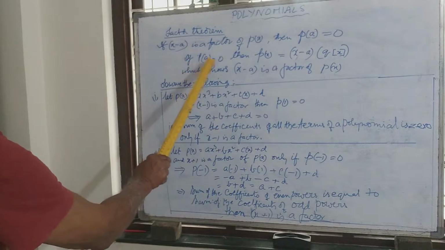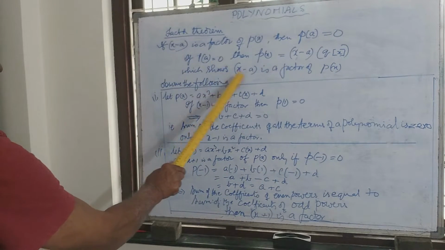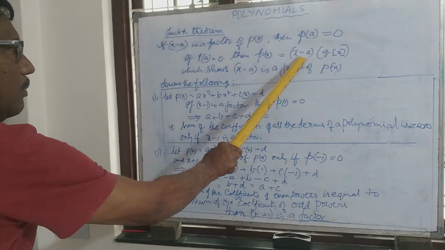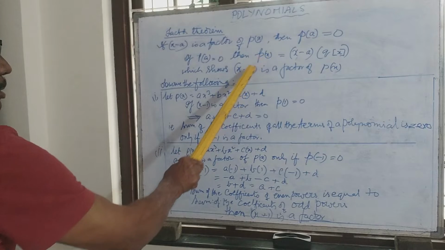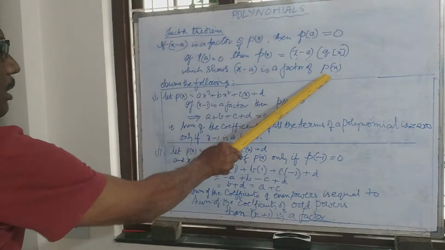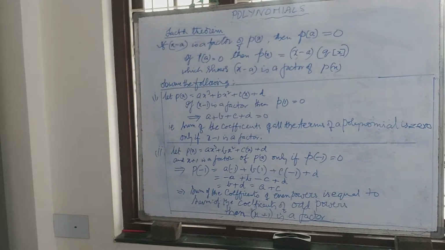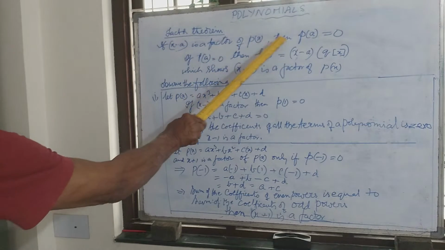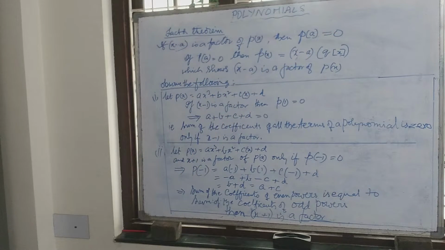Understand? If p(a) is equal to 0, which shows x minus a is a factor of p(x). If you multiply these, the product of these two is p(x). So therefore, x minus a is a factor of p(x). This is about the factor theorem. Again, if x minus a is a factor of p(x), then p of a is equal to 0.